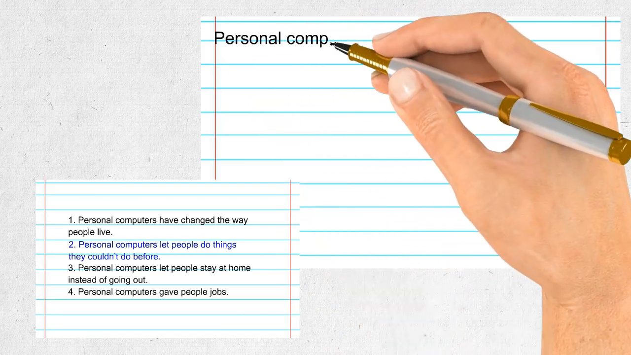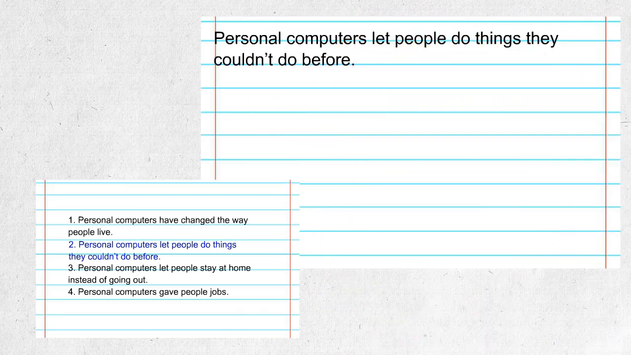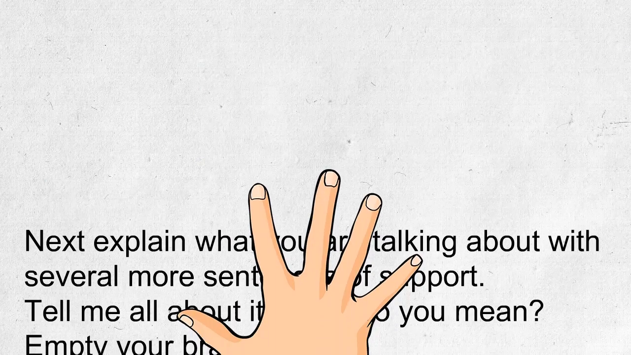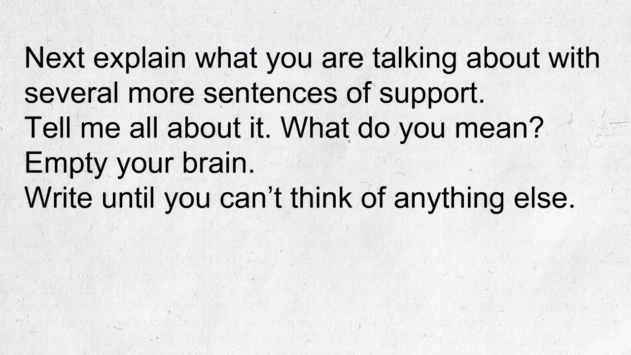Okay, so we have our first paragraph done, and we're going to write that second sentence down, period, just the way we had it before. Then, and this is where the work comes in, you have to explain what you're talking about with several more sentences. You're trying to support what you're saying. Tell me all about it.